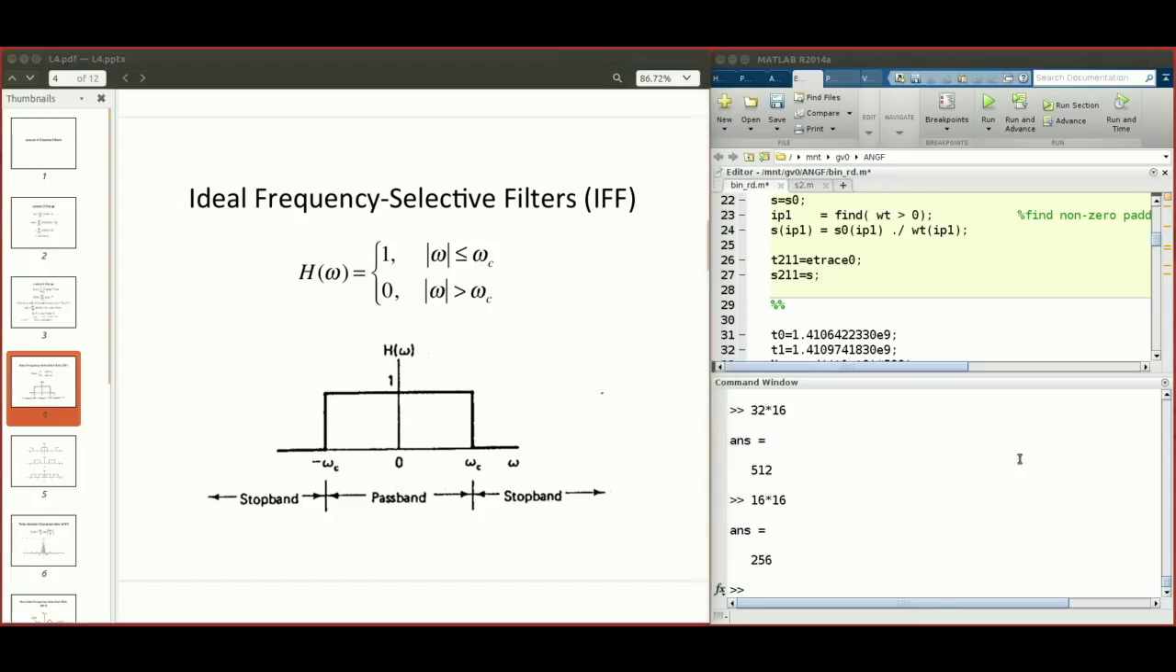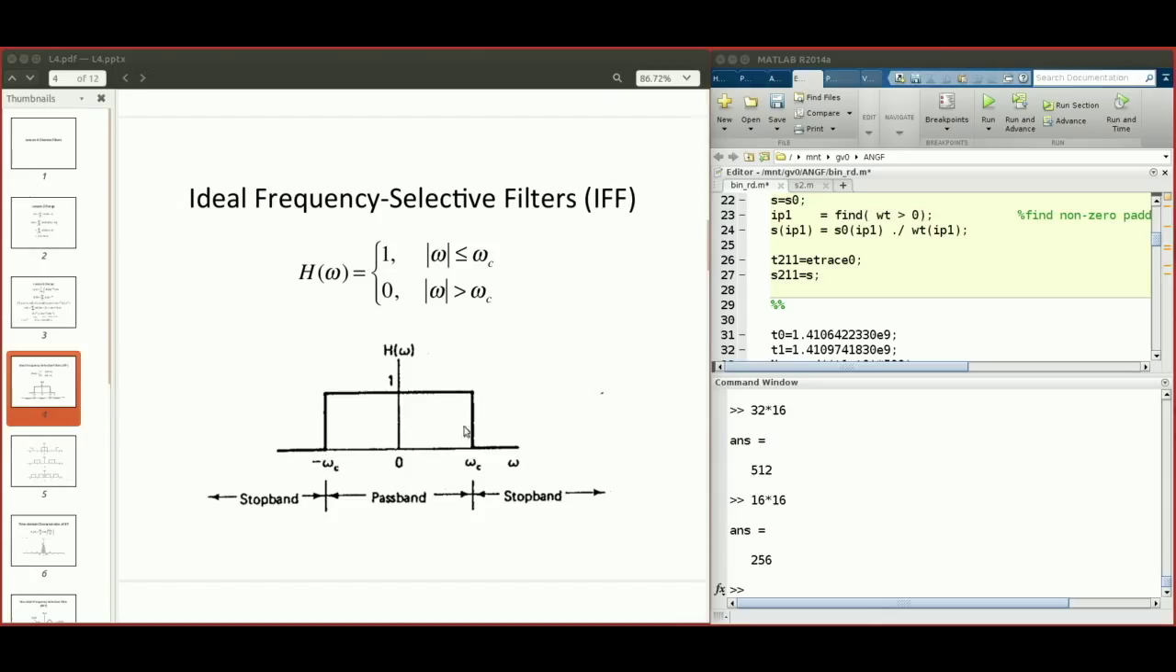So the reason that this is called an ideal frequency selective filter is that it passes all the modes without any modification, all the modes with frequencies lying within this range. And it's going to reject all the frequency modes that are outside of this frequency range without any kind of modification. It's just either pass or no pass.